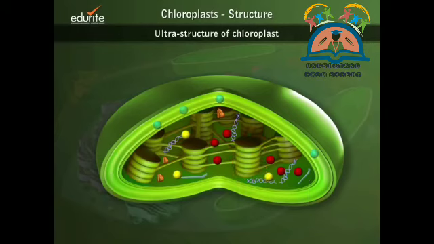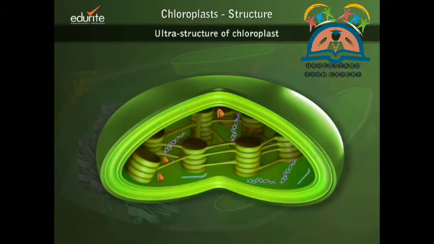The thylakoid membrane is a network of membrane-bound flattened discs called thylakoids, which are arranged in stacks called grana. The membranes of thylakoids are called fret membranes, and the grana are interconnected by tubular membranes called the intergranal lamellae.